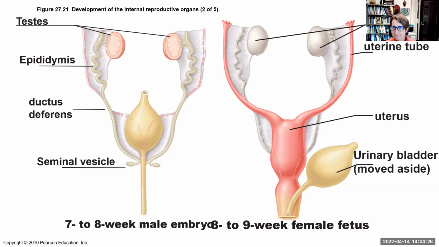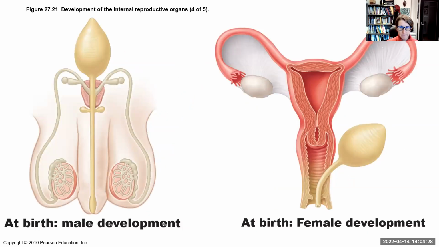All right. And here we have things as they've further developed at birth. Fast forward in time. You'll notice on the males, those gonads have descended outside of the body. Spermatogenesis happens much better at a lower temperature, around 93 degrees Fahrenheit instead of the 98.6 degrees Fahrenheit that the body is. So having those gonads outside of the body helps with sperm development.